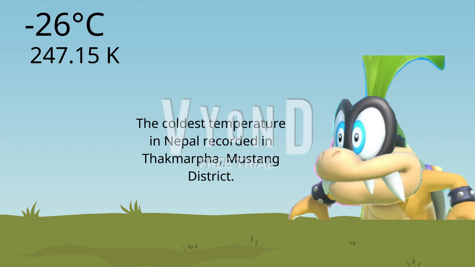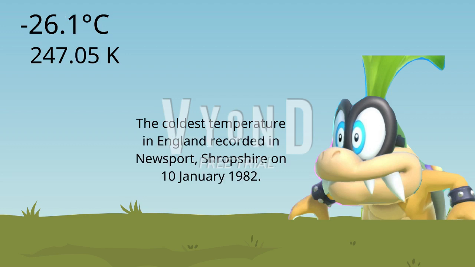The coldest temperature in Nepal is minus 26 degrees Celsius, or 247.15 Kelvin, recorded in Thakmafa, Mustang District. The coldest temperature in England is minus 26.1 degrees Celsius, or 247.05 Kelvin, recorded in Newsport, Shropshire on the 10th of January 1982.